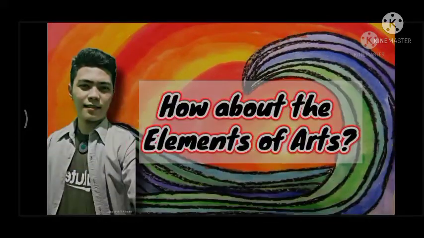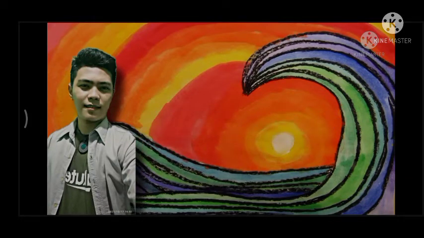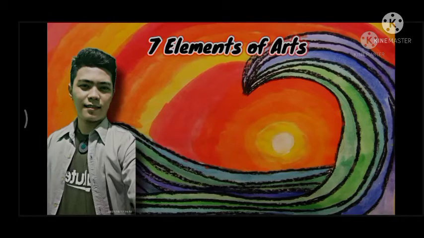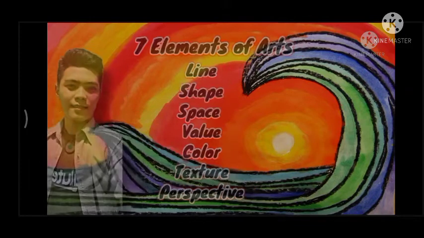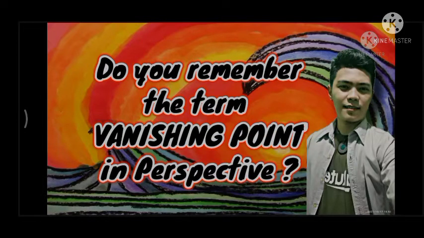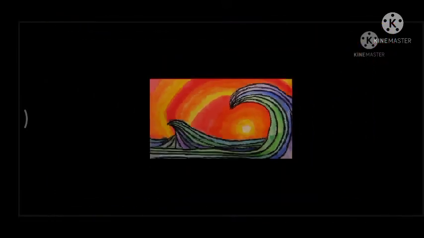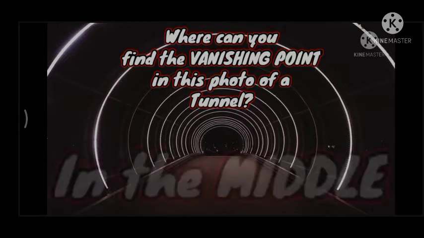How about the elements of arts? How many are there? Yes, you are correct. There are 7 elements of arts. First, the line, shape, space, value, color, texture, and perspective. Do you remember the term vanishing point in perspective? Where can you find the vanishing point in this photo of a tunnel? Yes, you are correct. In the middle.